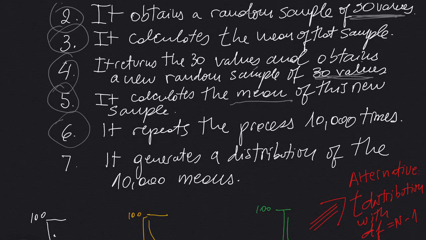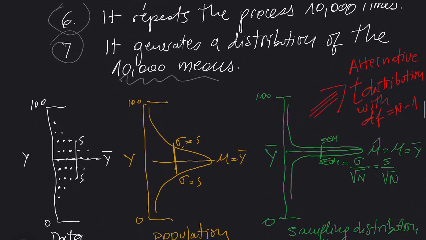Now, the probability daemon has 10,000 means by doing that process. And now it generates a distribution of those means. So let's see the process here in graphs.